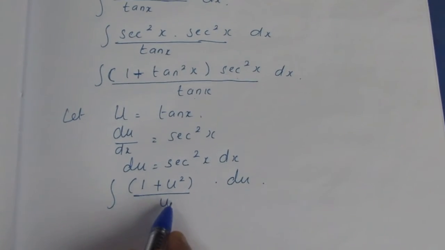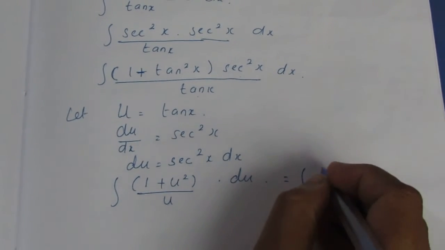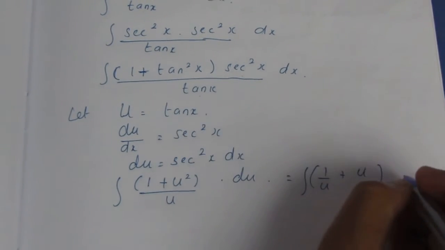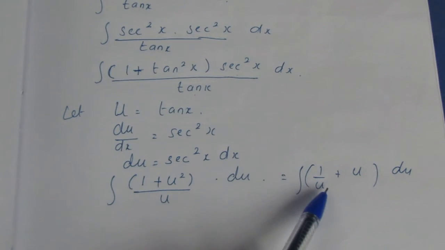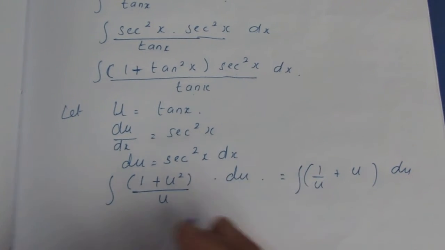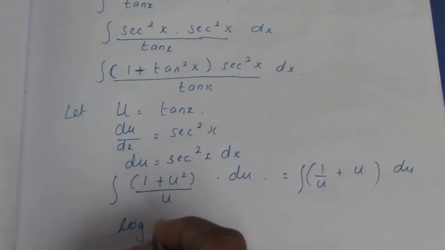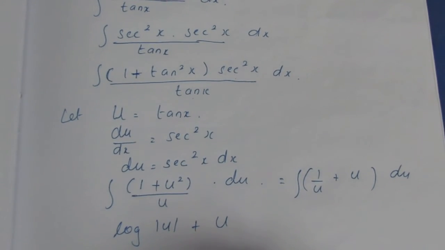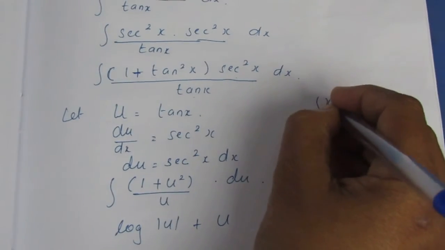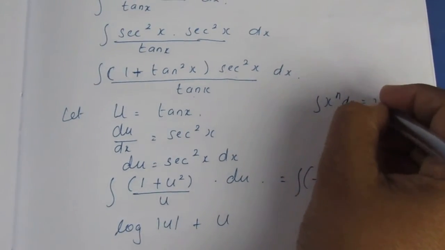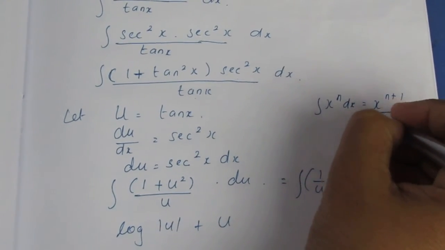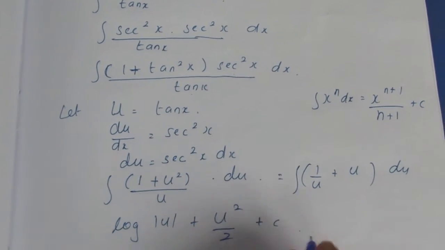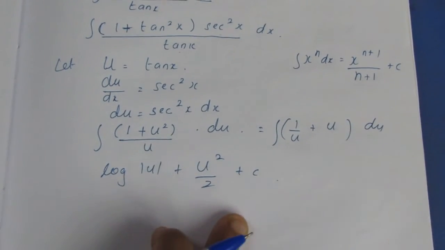Now taking this denominator separately, we have 1 by u plus u square by u, which is u du. We can integrate separately because of the addition sign. So the integration of 1 by u is log u, plus u is like x power n, which can be written as x power n plus 1 by n plus 1. So this can be written as log u plus u square by 2 plus c.